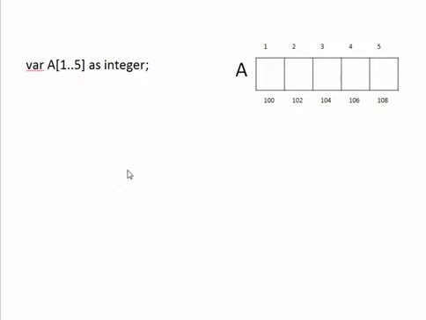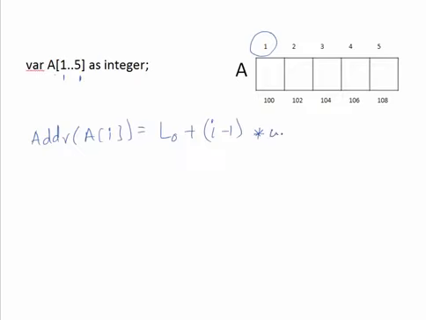Some languages before C language used to allow the indices starting from 1 onwards. So here you can see the index is starting from 1 onwards, and in the declaration also array A starts from 1 and ends at 5. Now in this case, what will be the formula? For getting the address of any location a of I, the formula will be L0 plus I minus 1 into W.